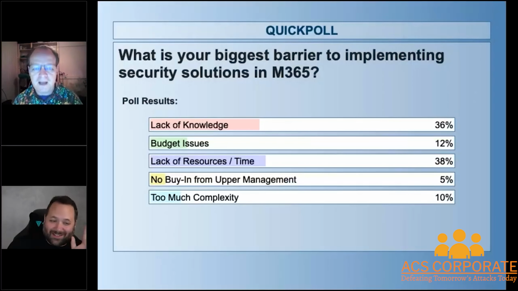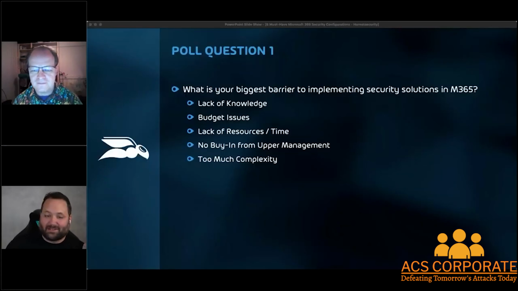So this mirrors almost exactly our Tuesday session. Lack of resources and time is the number one, with lack of knowledge coming in at a very, very close second. What's also interesting to me in the findings, I'm really happy to see that no buy-in from upper management is only 5%. I'm really happy to see that, because that's an issue I've seen several times in past career positions I've had.